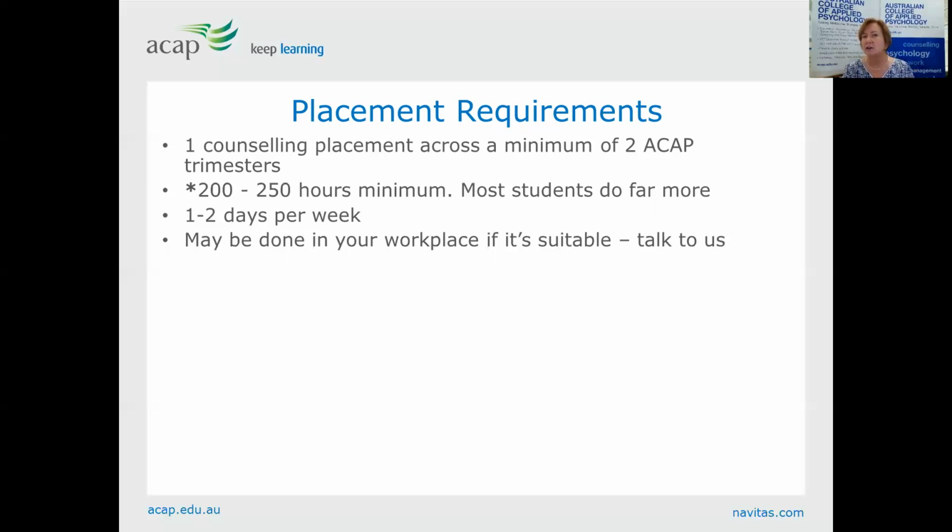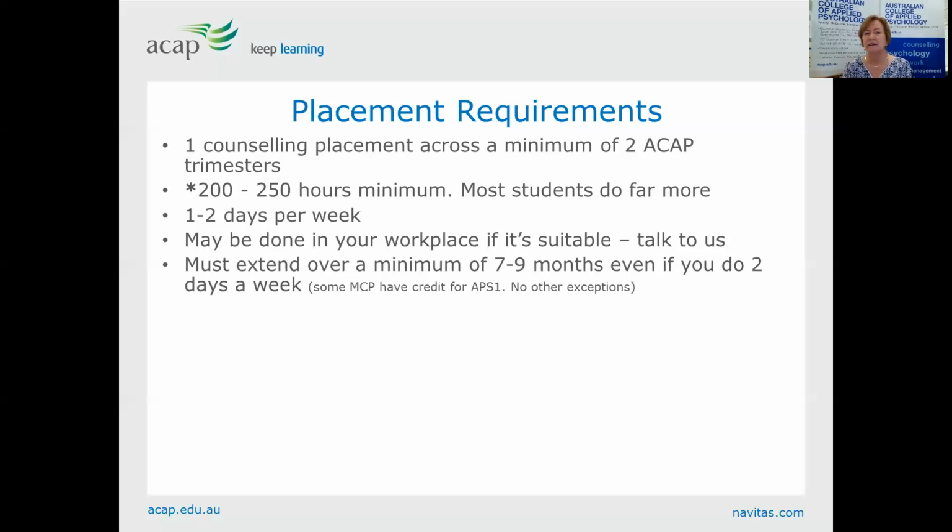Your agency doesn't usually offer counselling, but mostly that's because there isn't a counsellor there. So sometimes we can work with those agencies to see if we can introduce counselling there for you to offer your clients. So talk to us about it and we'll have a look at what we can do with your particular workplace.